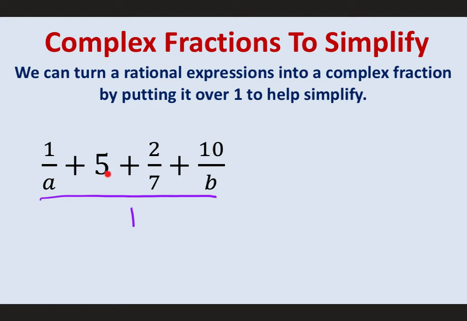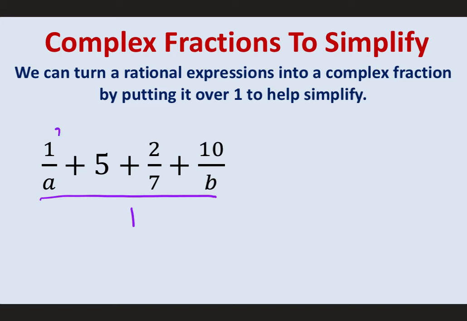Now we have fractions in a fraction. We have a complex fraction, and that only happened because we put it over 1. Now the complex fraction rule says if I multiply everything here by the least common denominator, I can keep doing that same thing that I did before. So least common denominator here, I have a 7, I have an a and a b. Those are all my denominators, so 7ab.